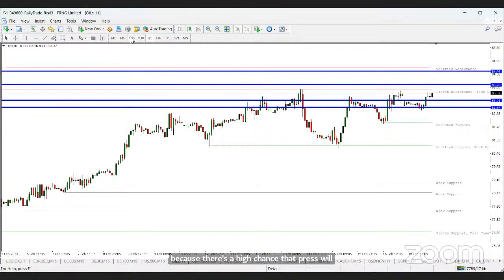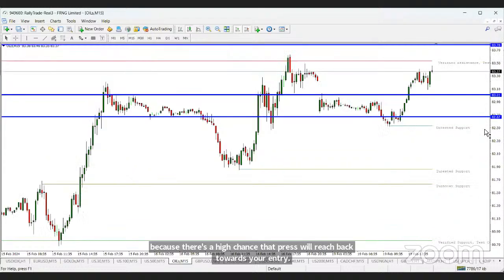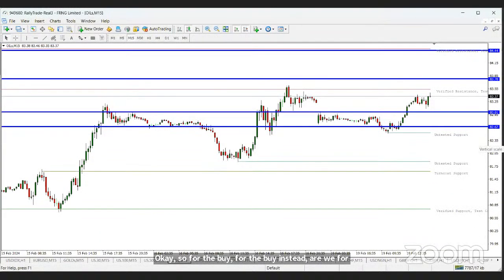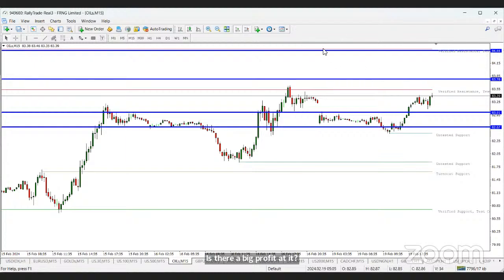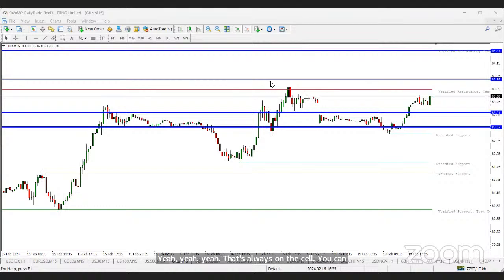So for the buy, instead, I'll wait for price to close. Let price close above 83.80, and then I can buy to 84.44. You understand? But for my sell at 83.00, take profit at 82.60. If someone is on the sell, I'm sure you were given a stop loss, right? Good.